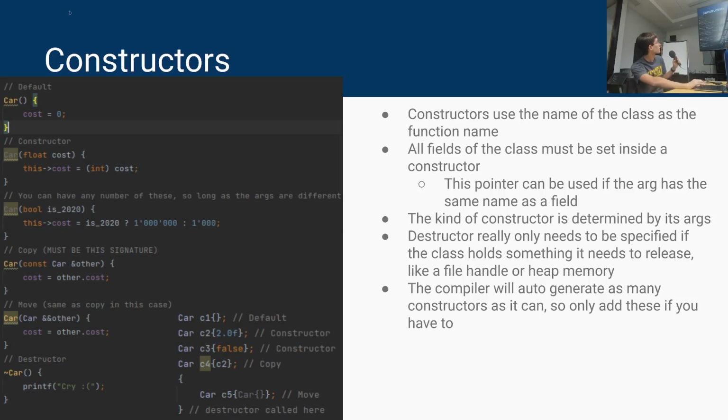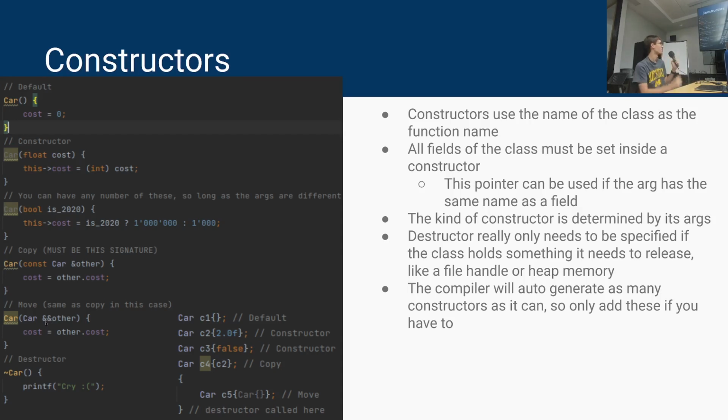Here's what they actually look like. Default is, like I mentioned, just empty. Normal constructors just take variables. This one's easy. Copy is a const reference to the same class. It has to be specifically a const reference for some reason. And then this will be your copy constructor. And then move is the same, but with 2 ampersands, which stands for a moved variable.